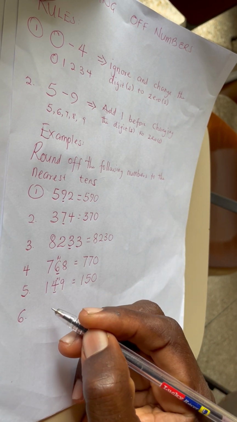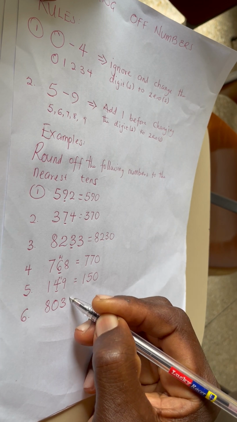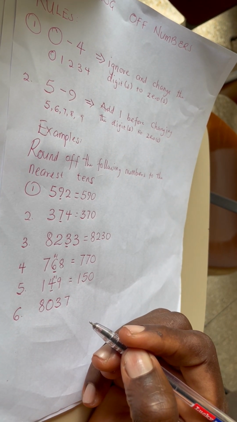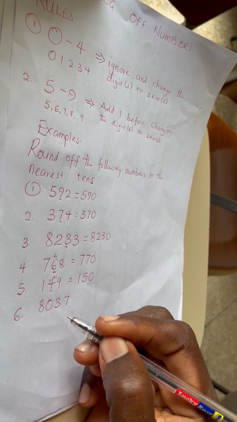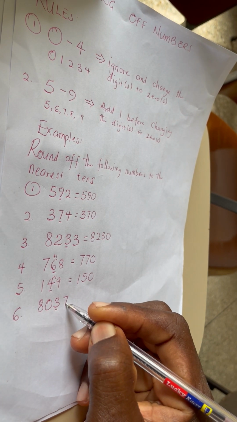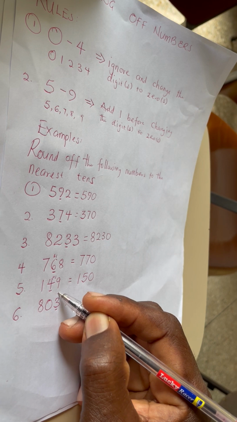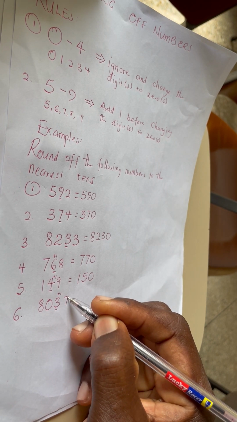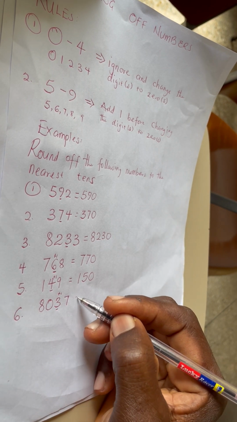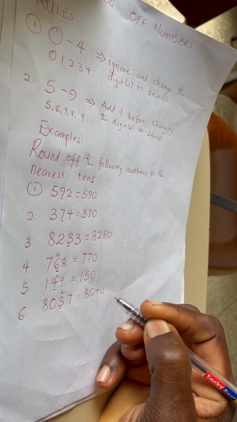Number 6. 8,037. The number at the tens position here is 3. And to the right side of 3 we have 7. So we add 1 to the 3 before we change this 7 to 0. So our answer becomes 8,040.